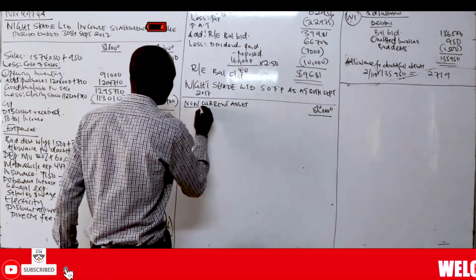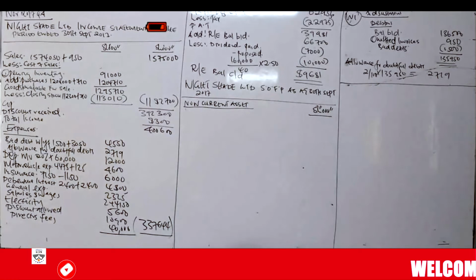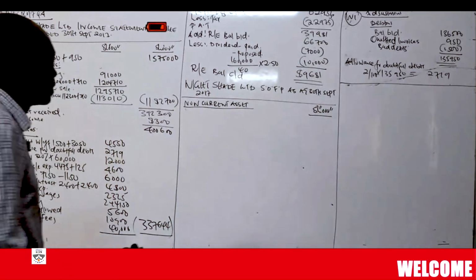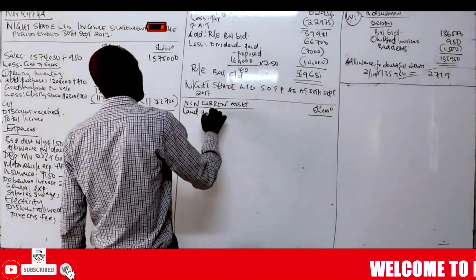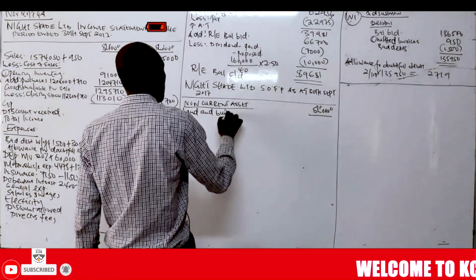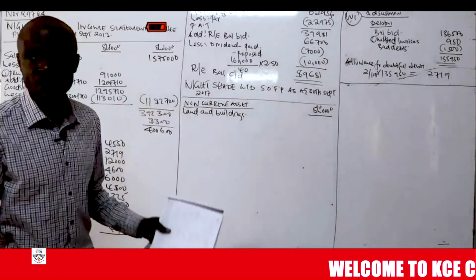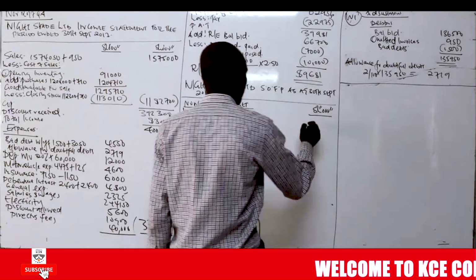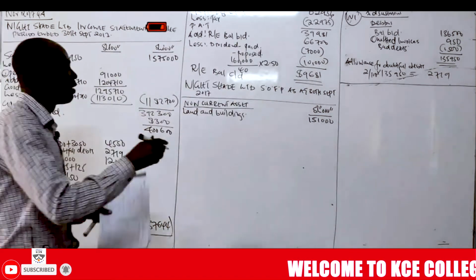Non-current assets, we said, are those assets that stay long in the business. So in this question, we have land and buildings. The total value for land and buildings, we have no depreciation, it's 151,000. Have you seen it?